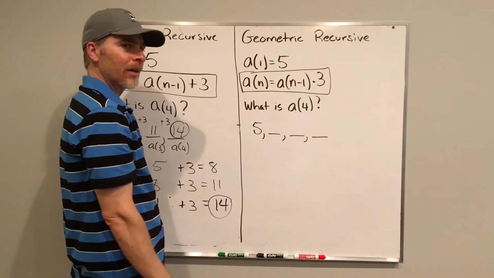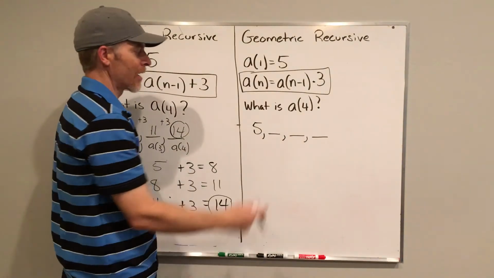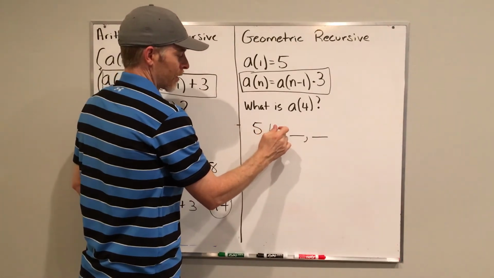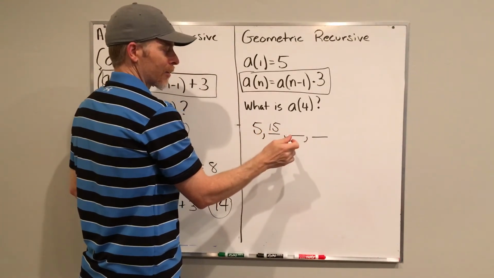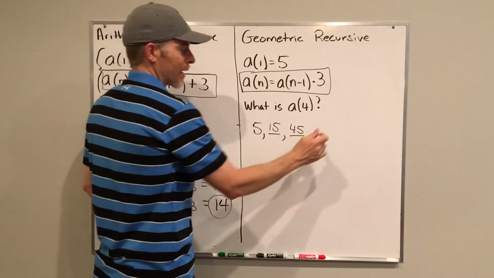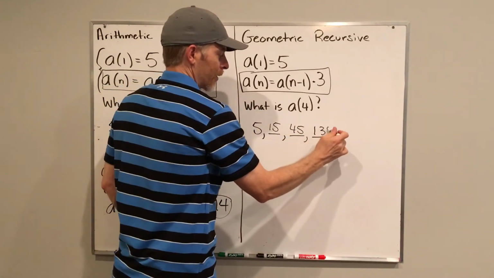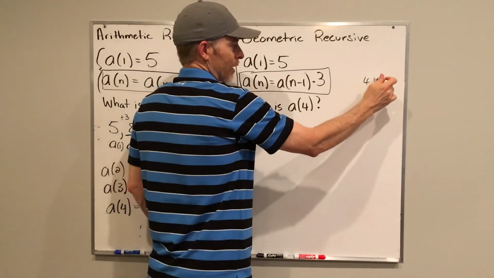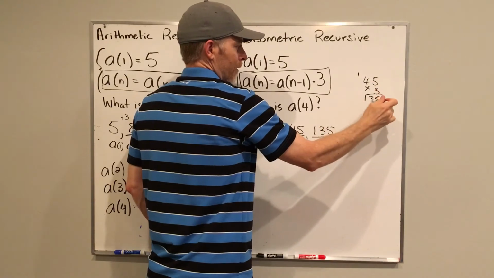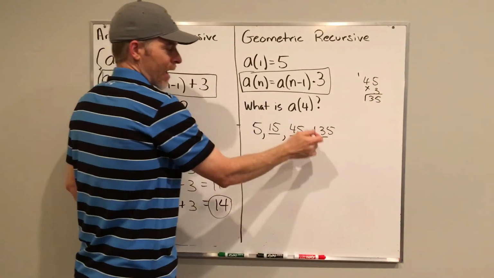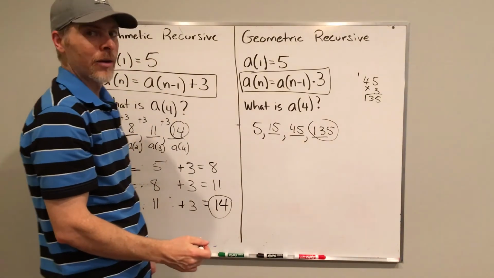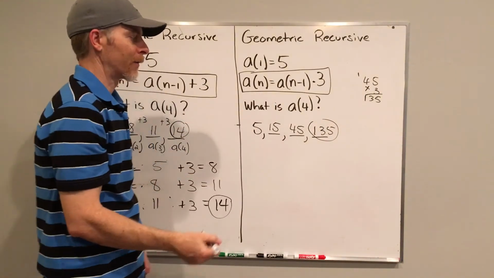Okay, so we could really, again, take a shortcut, and just go 5 times 3 is 15, times 3 is 45, times 3 is 135. Let me make sure I did that right. 45 times 3, yeah, 135. So that should be our answer if we do this right. Okay, now let's actually use the recursive formula.